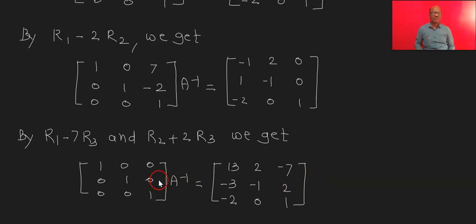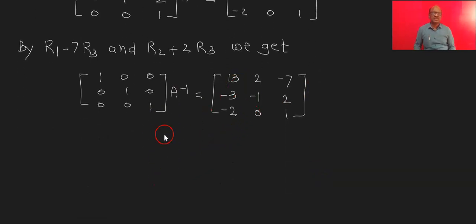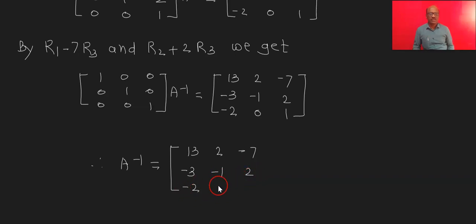Okay, now the inverse of the matrix. Identity into A inverse is A inverse, therefore A inverse is equal to 13, 2, minus 7, minus 3, minus 1, 2, minus 2, 0, 1. This is the A inverse.